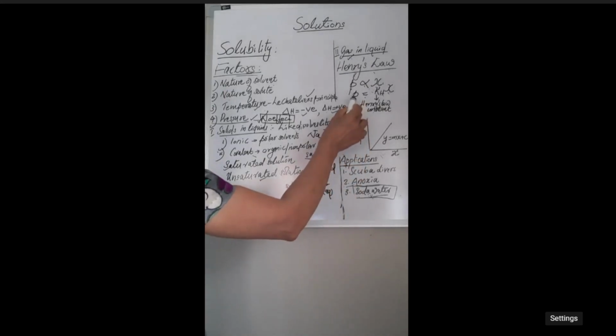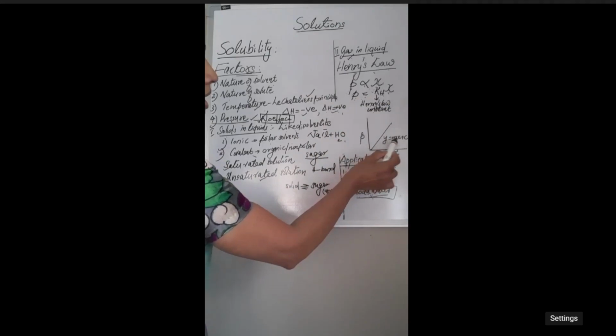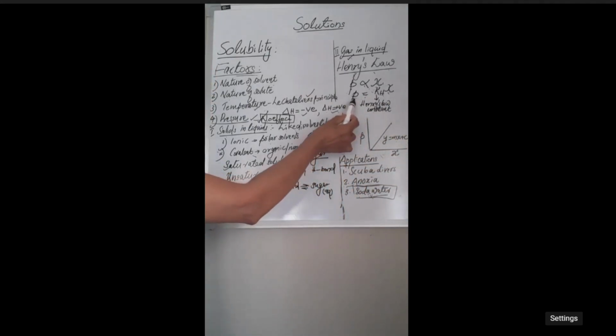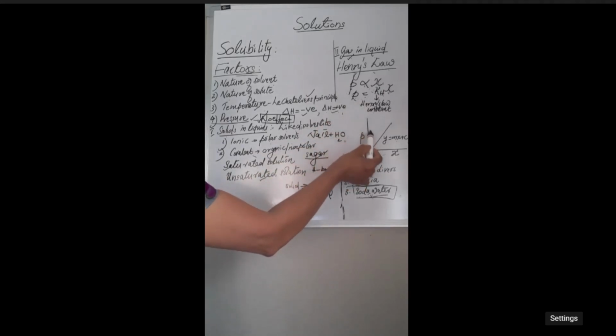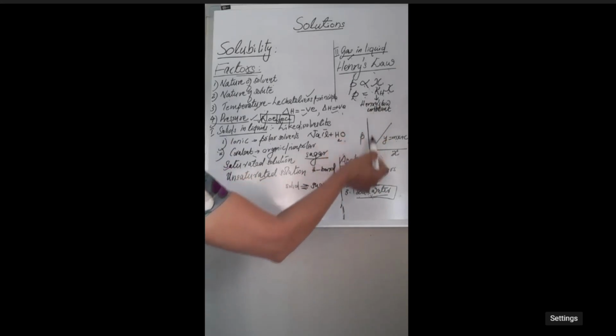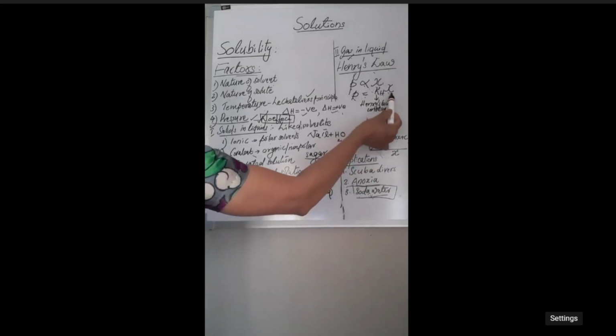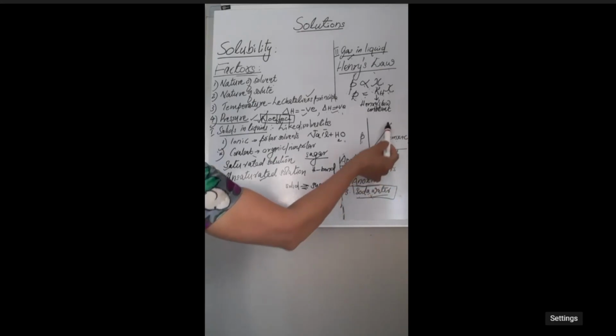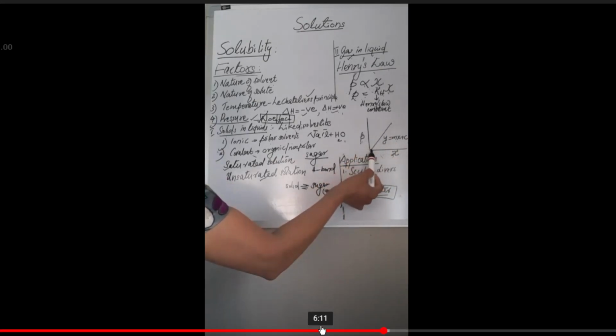If you look at this equation, you will find it is in the form y equals mx plus c, which is the equation of a straight line. Therefore we can represent Henry's law graphically. Along the y-axis we represent partial pressure P, and the variable, mole fraction, is along the x-axis. So we get a straight line passing through the origin.